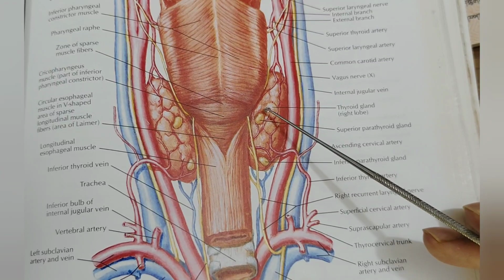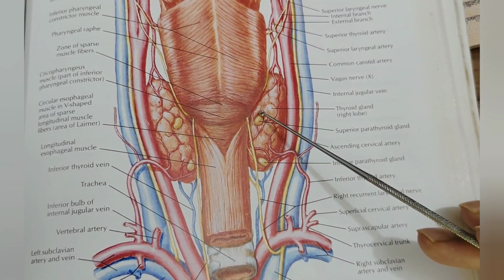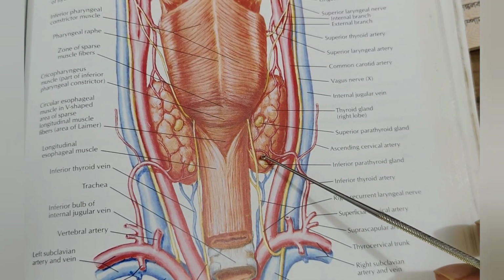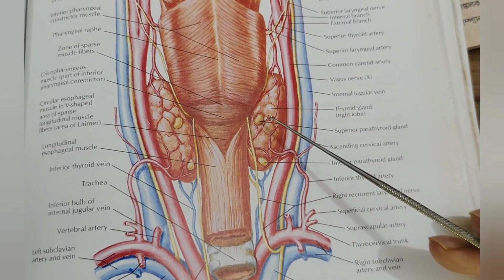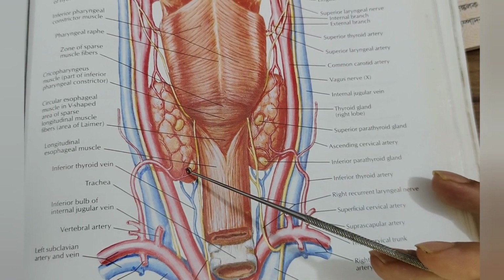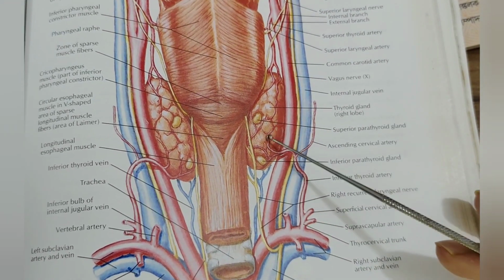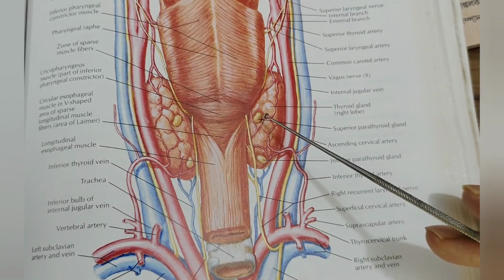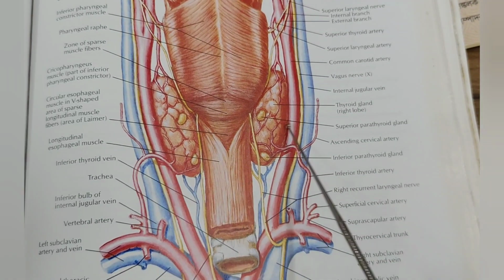In the posterior side of the thyroid gland, we see there are two glands in each lobe. There is the parathyroid glands here and here. These are the parathyroid glands that are situated over the posterior aspect of the thyroid lobe.